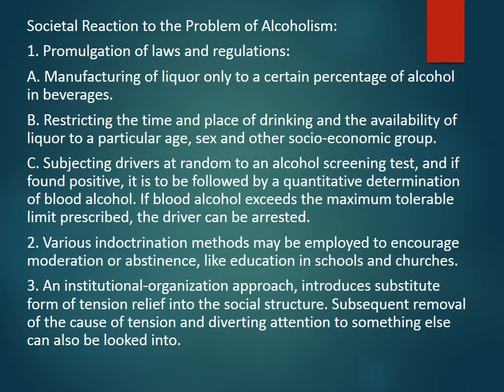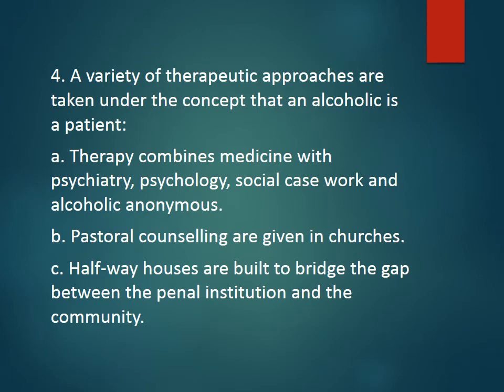And then various indoctrination methods may be employed to encourage moderation or abstinence, like education in schools and churches. Another, an institutional organization approach introduces substitute forms of tension relief into the social structure. Subsequent removal of the cause of tension and diverting attention to something else can also be looked into. Next, a variety of therapeutic approaches are taken under the concept that an alcoholic is a patient. Okay? So, therapy combines medicine with psychiatry, psychology, social casework, and Alcoholics Anonymous. And then pastoral counseling is given in churches. And then halfway houses are built to bridge the gap between the penal institution and the community.